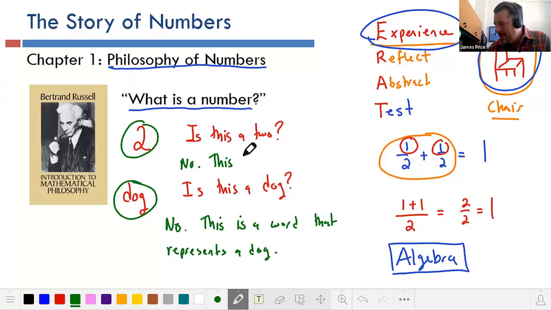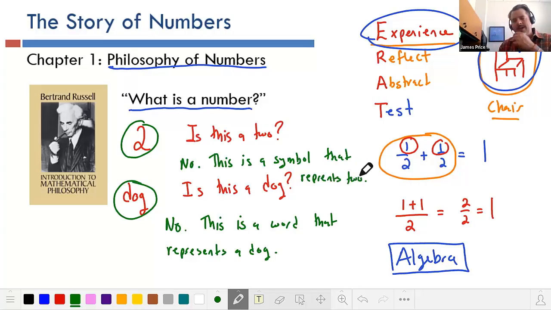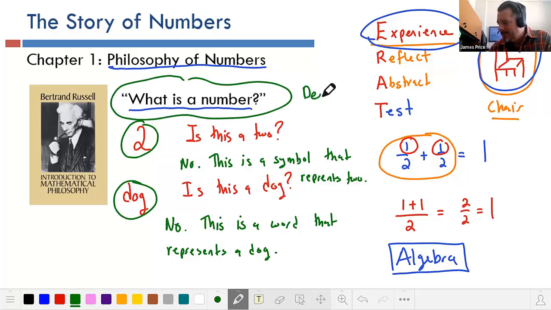This is a symbol that represents 2. And once you see that, you see that this question is actually very deep. It is not easy to answer. So this is simply a symbol that represents the number 2, just like this is a word that represents a dog. And of course, in a different language, it has a different word. Just like up here, there are different ways to represent the number 2.